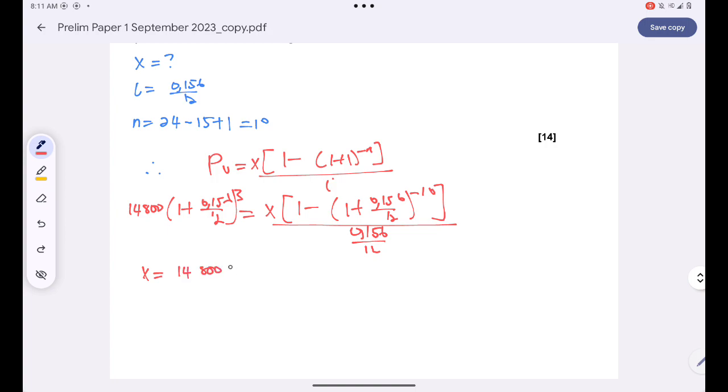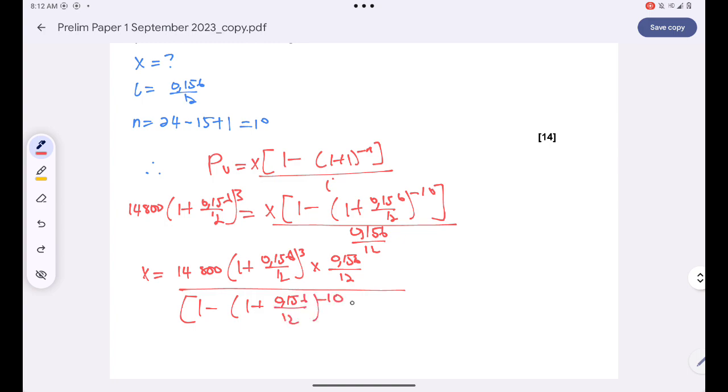14,800 rands multiplied by (1 plus 0.156 all over 12) to the power 3, multiplied by that interest over there, that's 0.156 all over 12, all divided by the bracket, which is just 1 minus (1 plus 0.156 all over 12) to the power of negative 10. That's 10 over there. Né? So this will just give us the value for our new installment. And believe me, guys, the new installment must be greater than 780 rands 99 cents.